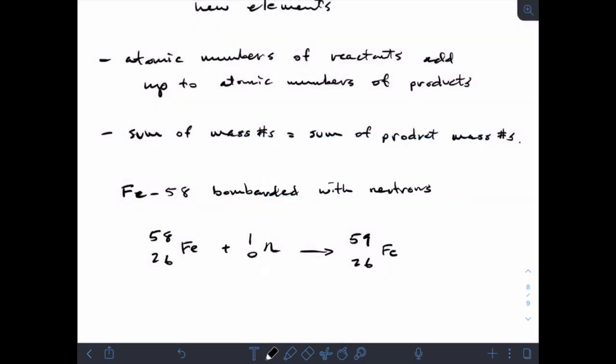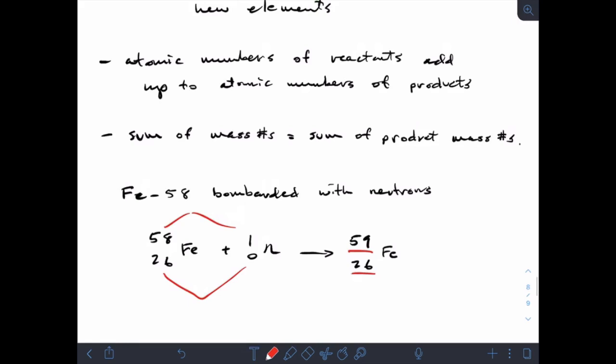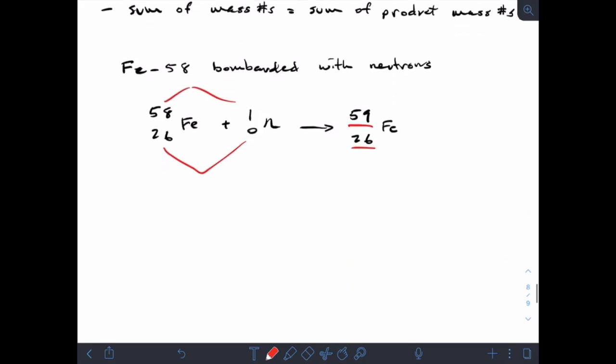Okay, so notice that the mass numbers, 58 plus 1 equals 59. My atomic numbers, 26 and 0 equals 26. Okay, so everything still needs to be balanced.